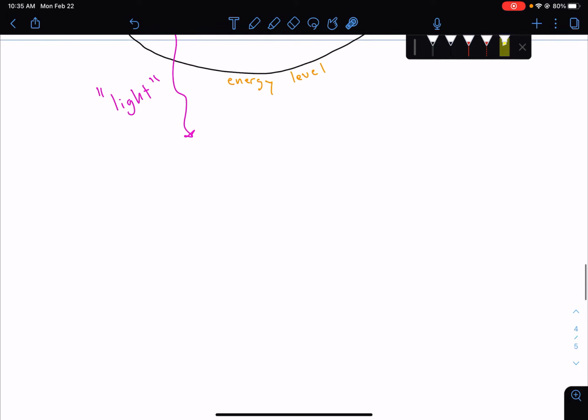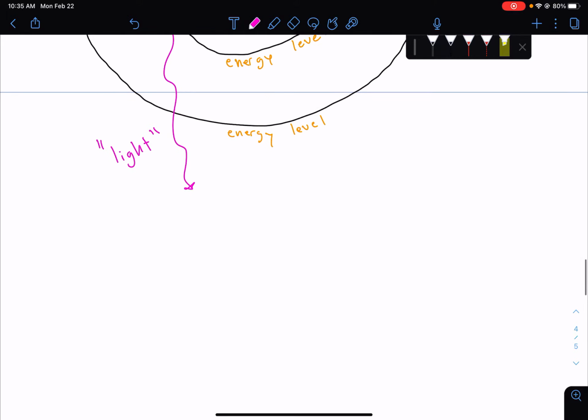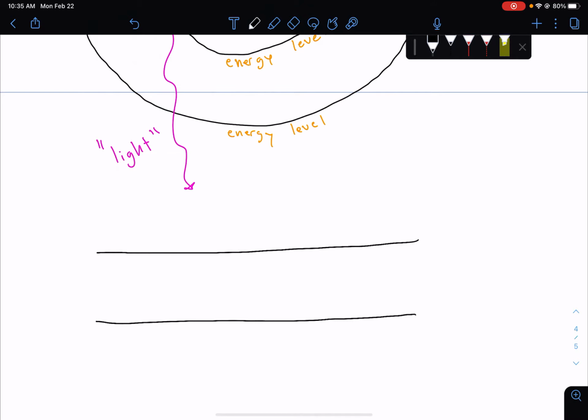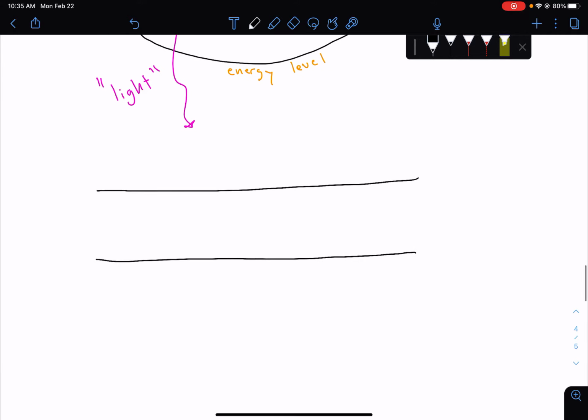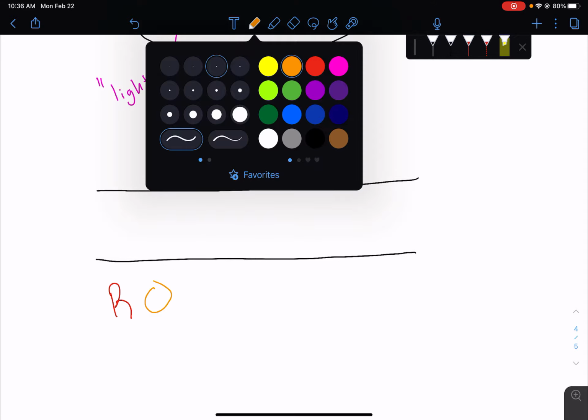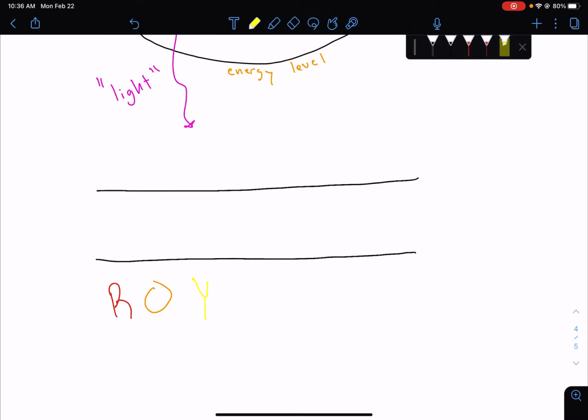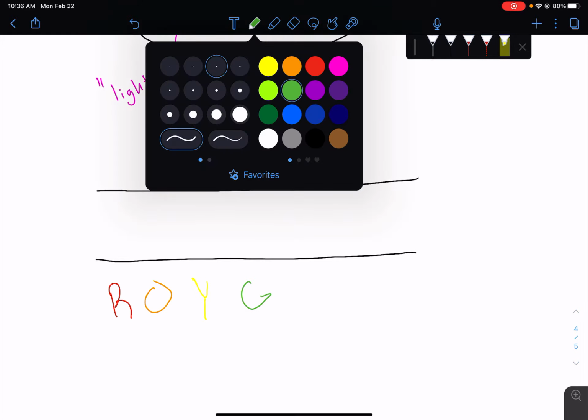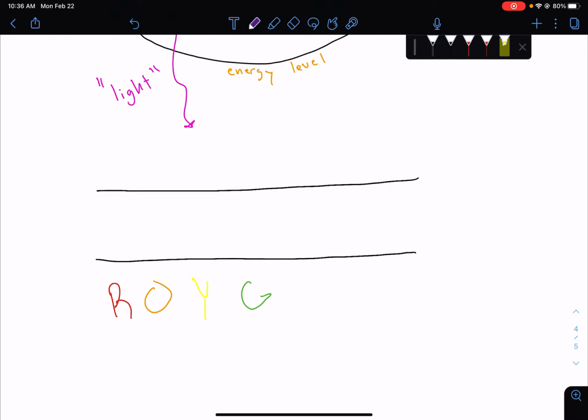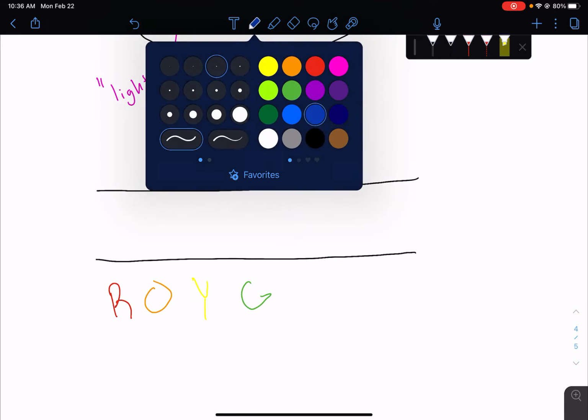So this brings us now to the visible spectrum. Humans see this light in the visible spectrum. And the visible spectrum, you might remember this, we've got the red, orange, yellow, green, let's see, blue. I was about to do the wrong one.